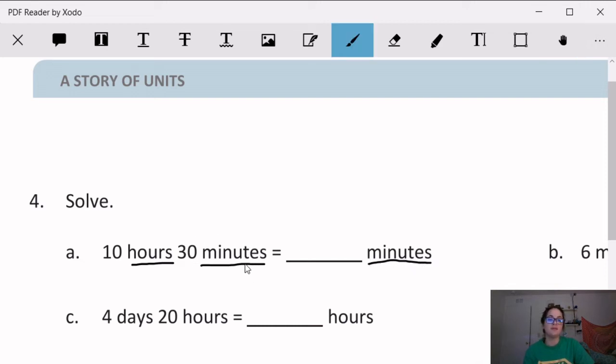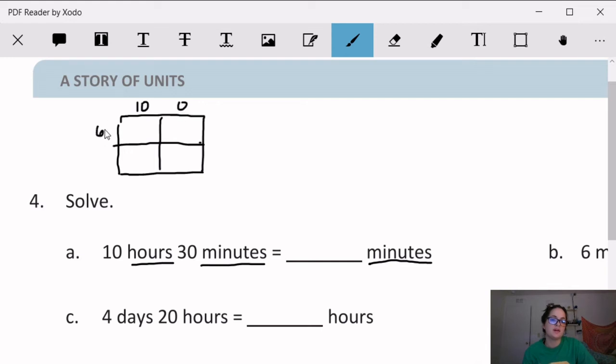So I already have some minutes here that are already in minutes, but I need to turn these hours into minutes. So remember from the first page, my rule for turning hours into minutes is multiplying times 60. I'm taking the number of hours and multiplying it times 60. So I am going to do an area model to solve a 2-digit times 2-digit number. I've got 10 times 60.